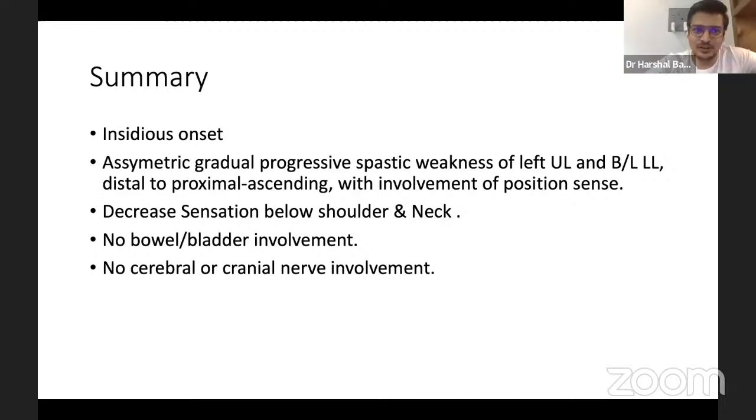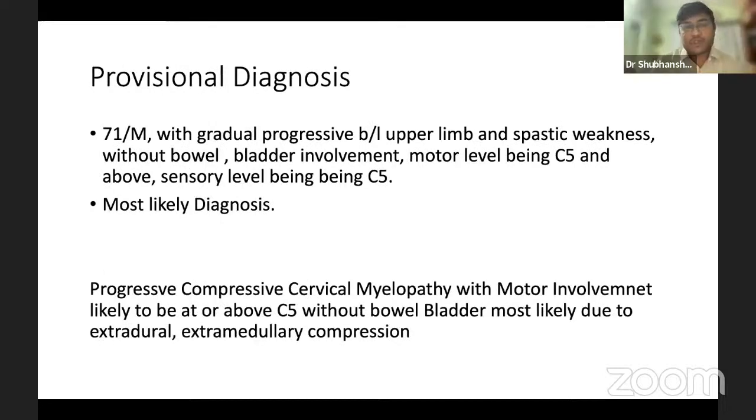Okay, what is your diagnosis, or what are you thinking at the end of your history? Sir, my provisional diagnosis will be progressive compressive cervical myelopathy with motor involvement, likely at or above C5, without bowel bladder involvement, most likely due to extradural extramedullary compression. So why do you say extradural? Sir, the patient has asymmetric involvement, then it is a gradual onset, and there is no bowel bladder involvement, while in intramedullary there will be early bowel bladder involvement. Any points against extradural?